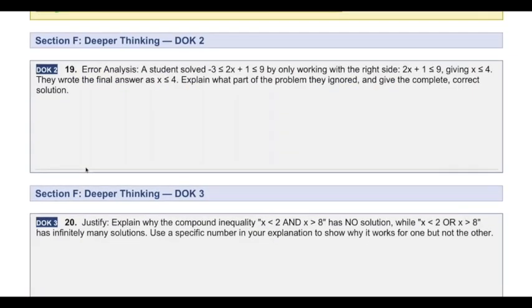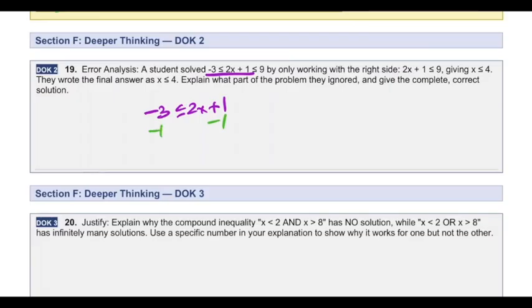Okay, let's look at the knowledge questions. A student solved -3 is less than 2x plus 1 is less than 9 by only working with the right side, 2x plus 1 less than 9, giving x is less than 4. They wrote the final answer, x is less than 4. Explain what part of the problem they ignored and give a complete correct solution. Well, they ignored the left side, right? They only did the right side. So they totally forgot about this guy.